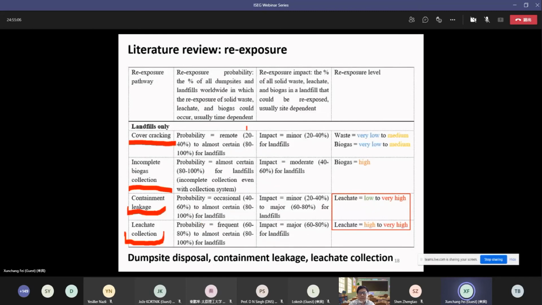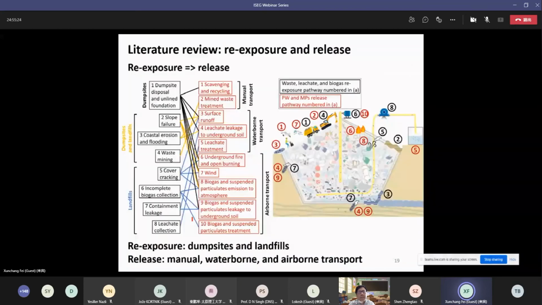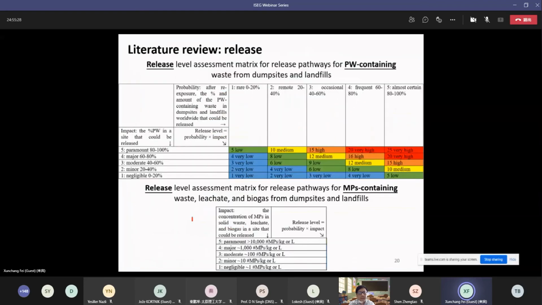So just to summarize the re-exposure levels here, dump site disposal, contaminant leakage, and leachate collections are going to be the major re-exposure pathways. Now we move on to talk about the last part of my talk today, the release pathways of the plastic waste and microplastics. I'm going to skip this slide, which shows the methodology again, but it's very similar.